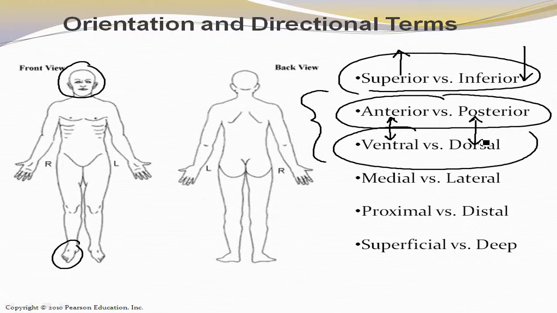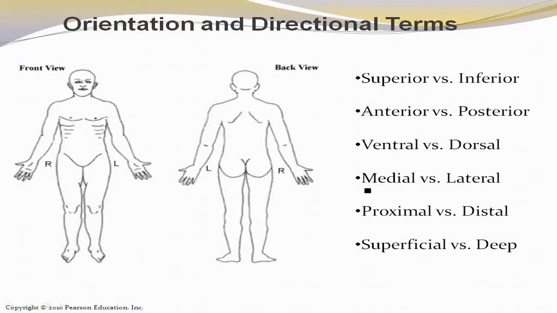So ventral refers to something being closer to the front, dorsal refers to something being closer to the back of the body. Easy way to remember that dorsal, if you think about the dorsal fin on a shark, that's the fin that projects upward from the back of the shark. So dorsal refers to the back. And then you just have to remember that ventral is the opposite of dorsal, so ventral refers to the front.